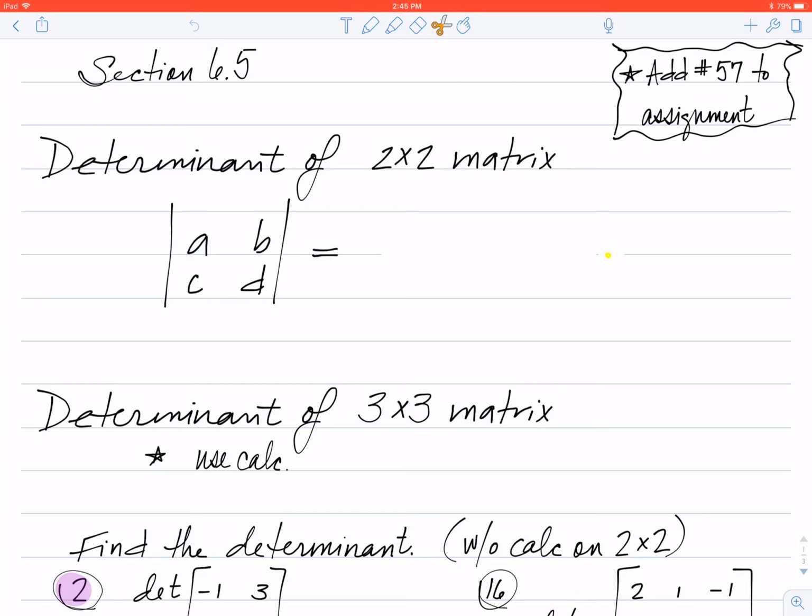Talk about a few things dealing with Cramer's rule. Before I get to Cramer's rule, though, let's talk about what a determinant is, or how to find it, and then later on how to use it.